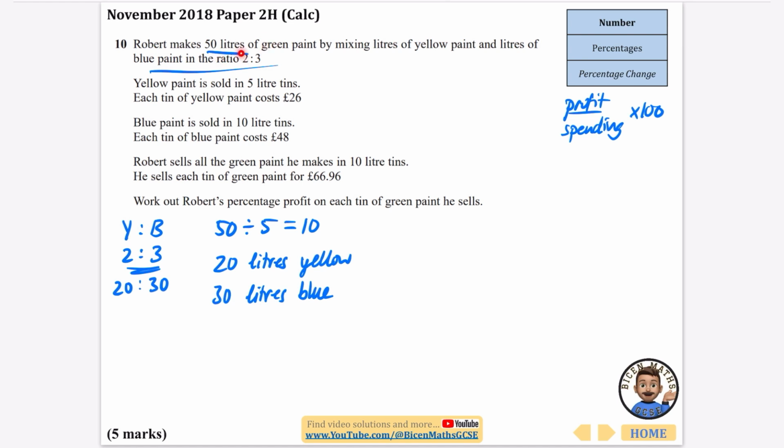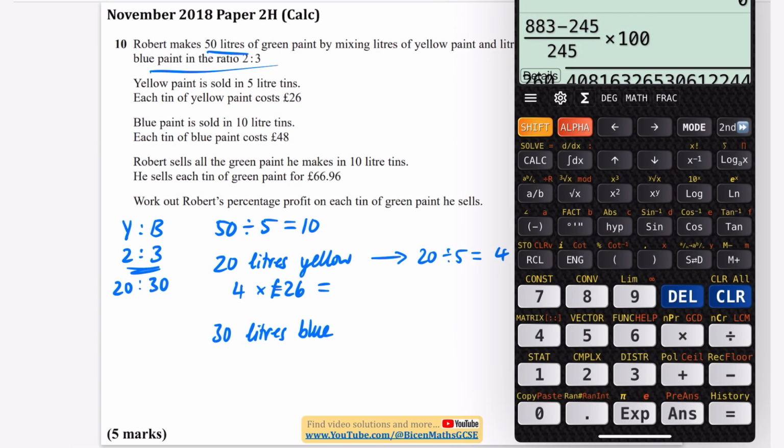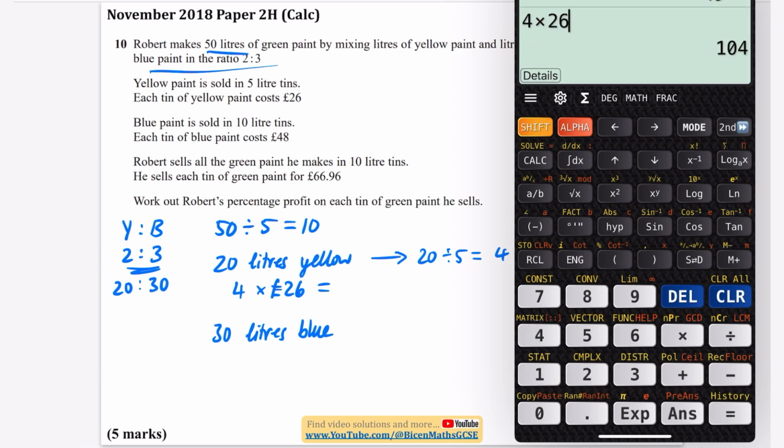Just notice how I've done some of the question without actually even reading the whole thing. It then says yellow paint is sold in 5 litre tins. Each tin of yellow paint costs £26. Okay, so 20 litres of yellow, and each tin is 5. Well, 20 divided by 5 is 4. So I need 4 tins. And 4 tins, if I work out how much that costs, I'm going to put that down here. I'm going to do 4 multiplied by 26, and I'll be lazy and use my calculator because it is a calculator paper. 4 times 26, that is £104 on the yellow paint.